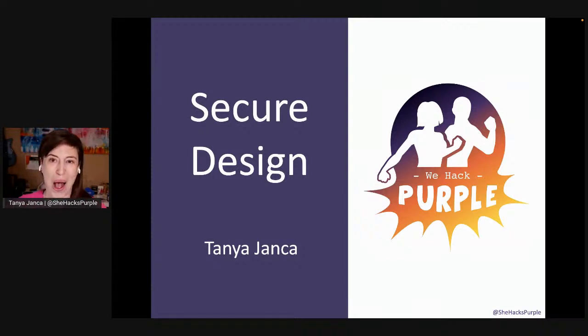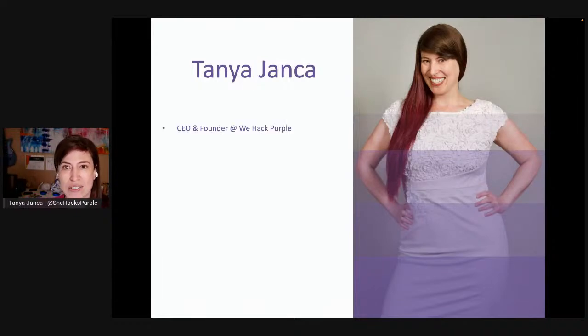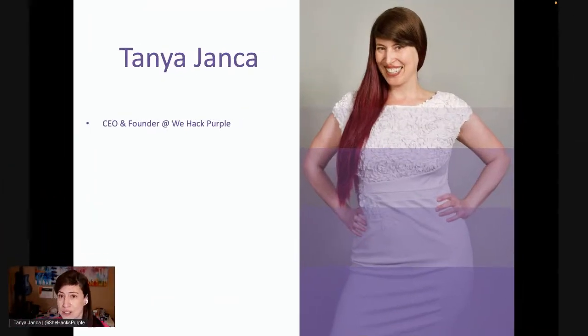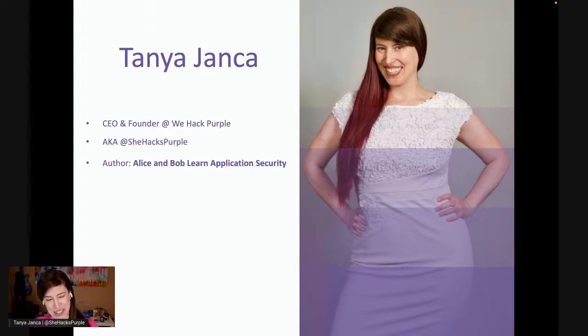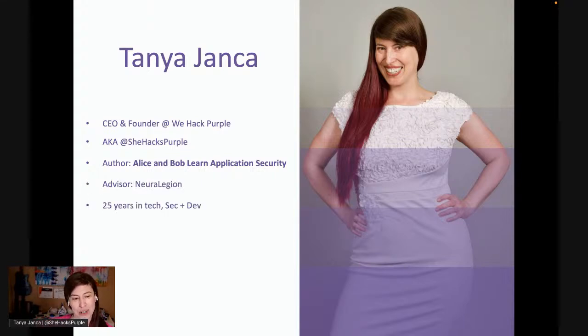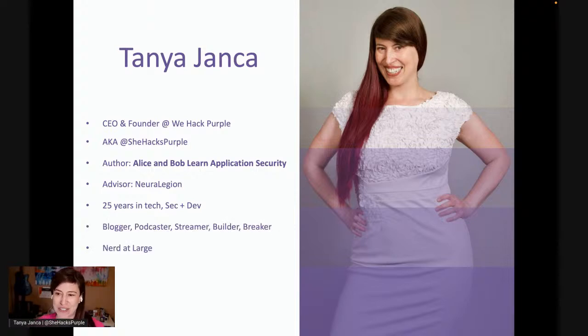And so I do a whole bunch of things. Actually, let's do the next slide. So this is the About Me slide. I'm the CEO and founder at SheHacksPurple, an online community, podcast, and academy where we teach people how to make secure software. I'm known as SheHacksPurple, and some of my hair is purple. I wrote a book, Alice and Bob Learn AppSec. I'm an advisor at a company called NeuroLegion. This summer, I'm not 25 years in tech technically till July of this summer, but that's a while. I do stuff on the internet. I'm a nerd at large on the internet.